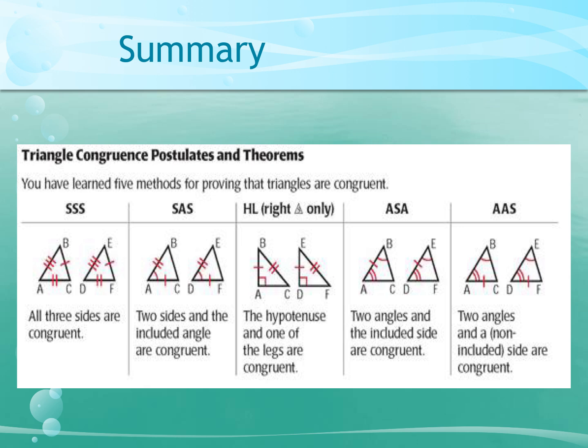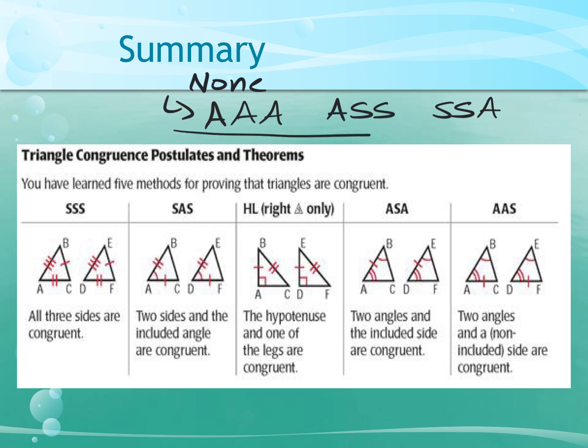And then the last two, the angle-side-angle, and the angle-angle-side, were the two that we just learned. Remember, there are no shortcuts for angle-angle-angle. So there are none for angle-angle-angle, or ASS or SSA. These are not shortcuts. So these are not ways to prove two triangles are congruent.